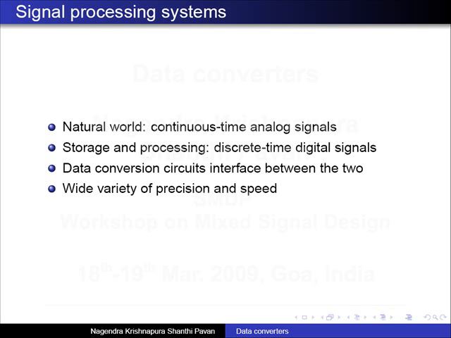And there is a wide variety of precision and speed. It's not that every A to D converter is the same thing. The one that you need for audio operates very slowly, but has very high precision. The one that you use for some high-speed signal in an oscilloscope has a very high speed, but a much lower precision. Similarly for D to A converters, there is a huge variety, but there are some general underlying principles which we have to understand, that we'll go through in the beginning.